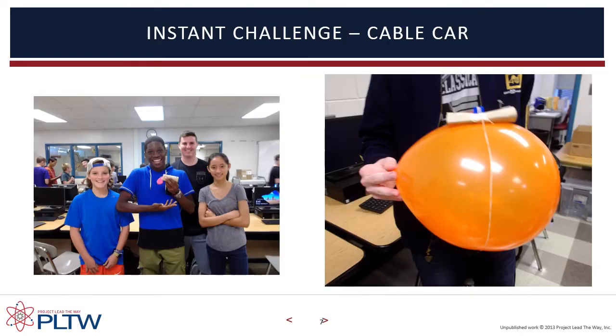Another instant challenge that we've done is a cable car, where students have to, using limited materials, which as you can see include a balloon, build a cable car that goes the longest distance possible. And it's a fun one-period activity, but definitely teaches the design process, keeps the class interesting.